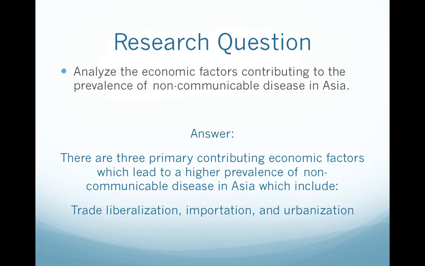So the research question that is prompted based off that gap is: analyze the economic factors contributing to the prevalence of non-communicable disease in Asia. The answer is there are three primary contributing economic factors which lead to a higher prevalence of non-communicable disease in Asia, which include trade liberalization, importation, and urbanization.